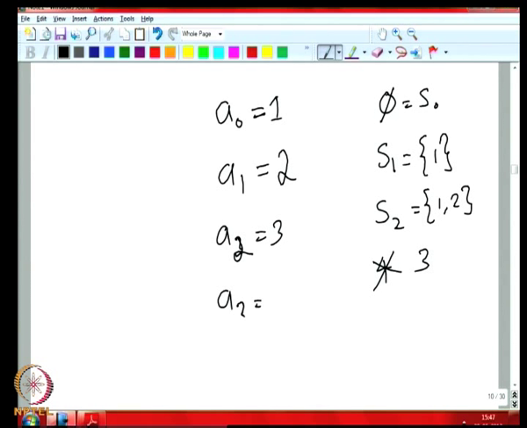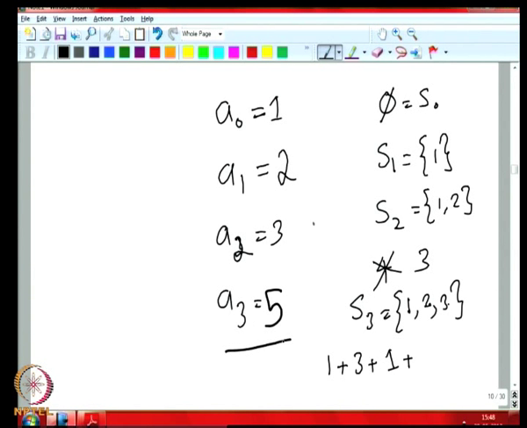Now look at A3, with S3 being 1, 2, 3. Now you want to count how many there are. Definitely the empty set is fine, and all singleton sets are fine. Now if you take 2-element sets, out of the 3 possibilities, {1, 2} is not allowed because it is consecutive, {2, 3} is not allowed, but {1, 3} is allowed, so we get 1 there. Now the full set is not allowed, since {1, 2, 3} has consecutive integers in it. So that is 4 plus 1, 5 is the answer.